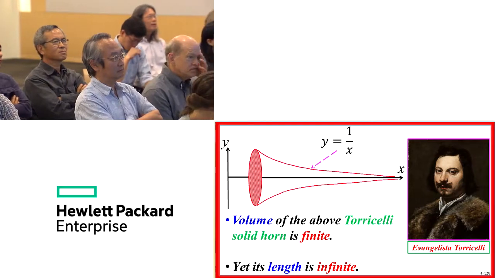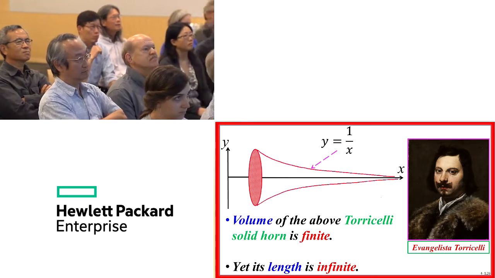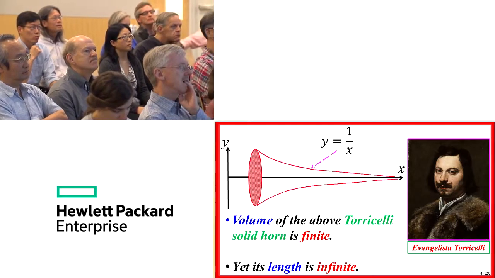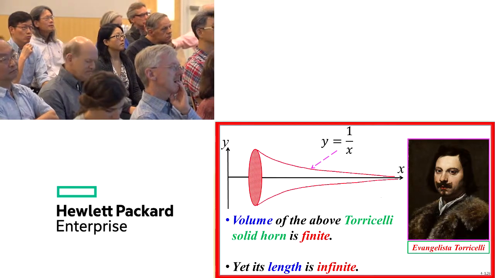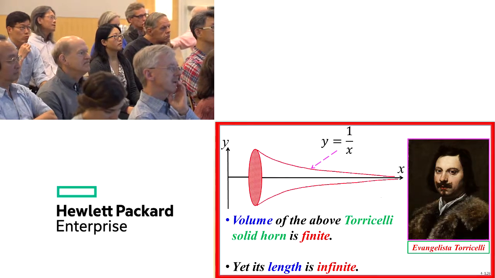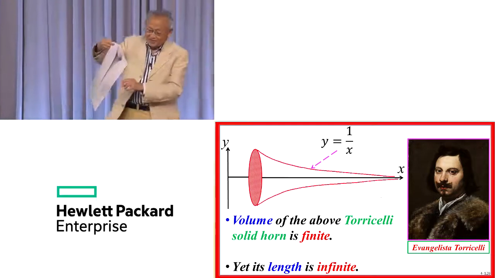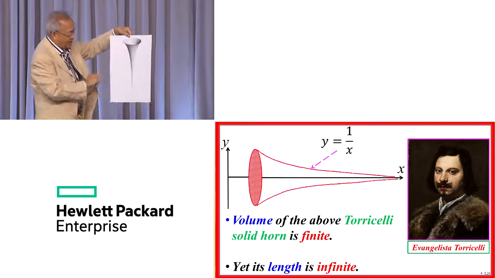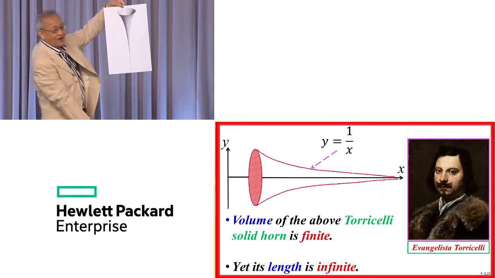The volume is pi, finite, exact. But the surface area is infinite. How is that possible? Imagine this Torricelli thing. Let's imagine you build this and put it upside down, so you have a funnel kind of thing with the infinite end, okay?